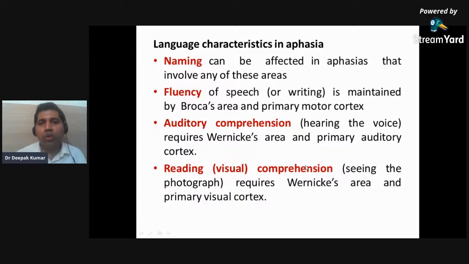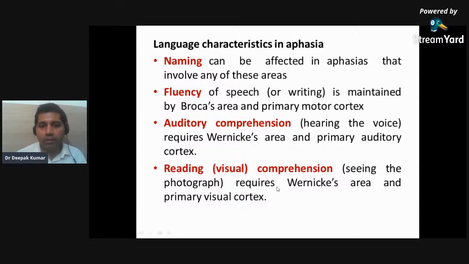Then there is reading and visual comprehension. So you saw the picture, the question mark, and the Einstein, that requires Wernicke's area and primary visual cortex. If either of these two is involved, then the patient will have impaired reading or visual comprehension. Just answering what aphasia this will cause, it will be seen in Wernicke's aphasia. The auditory comprehension will be impaired in Wernicke's aphasia, transcortical sensory aphasia, again mixed aphasia and global aphasia. Okay, you see the pattern now.